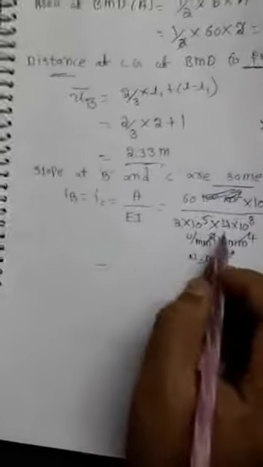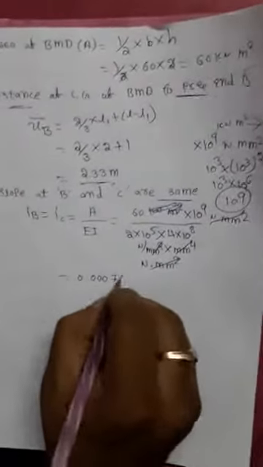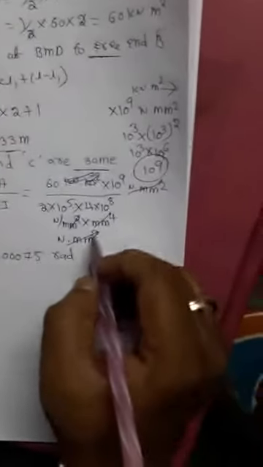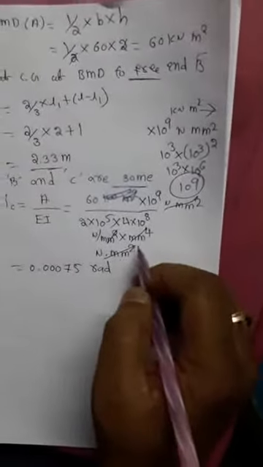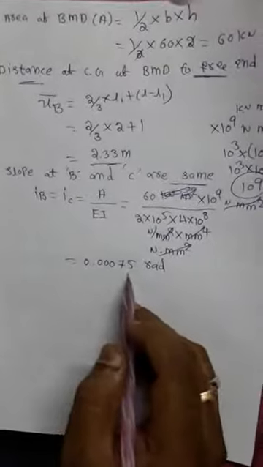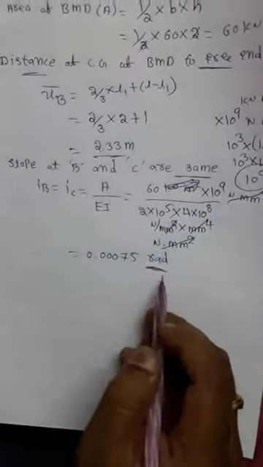So 60 by that, the answer is 0.00075 radians. The numerator units and denominator units are both cancelled, so there are no units. So the slope equals 0.00075 radians. Radians is the unit.